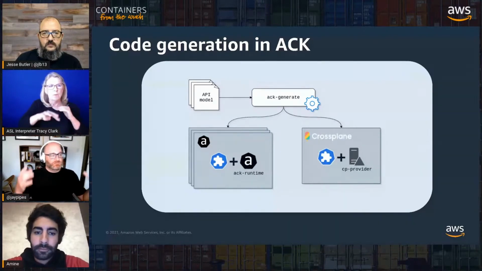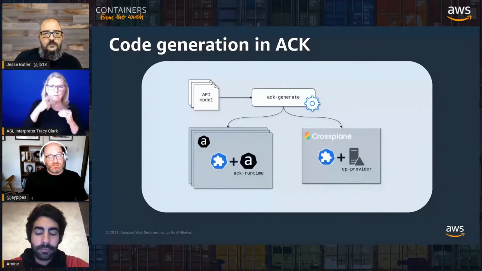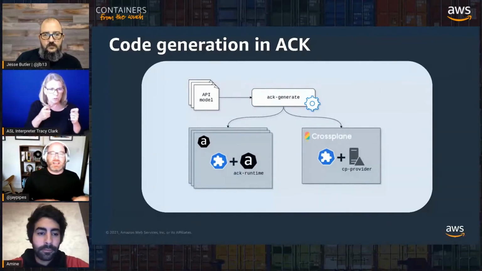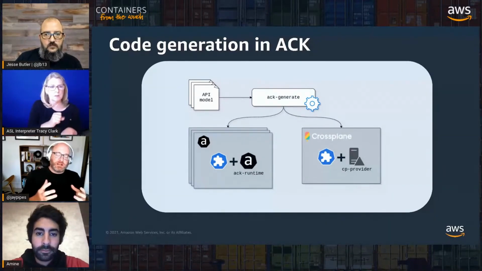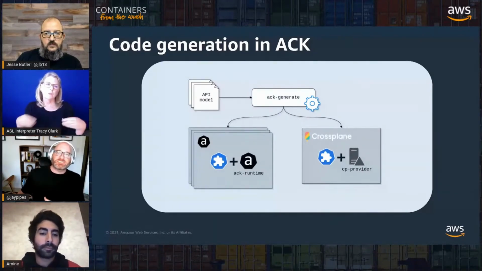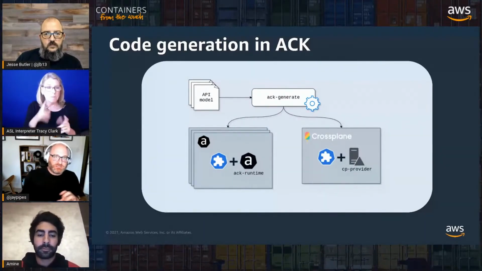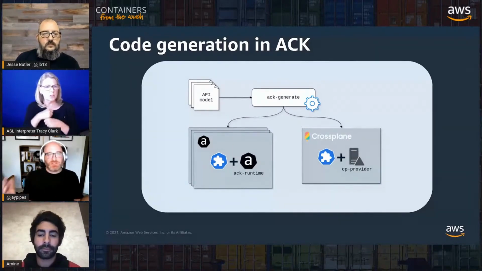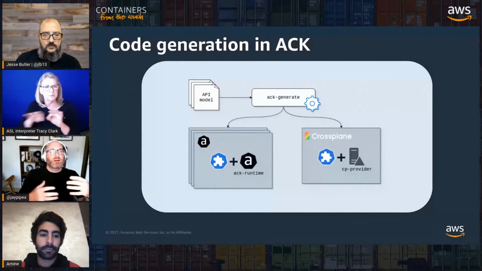Now, we can output an ACK service controller for a specific service. So for instance, if I use the ACK generate controller command, I can generate the controller for S3 by reading in the S3 API model. We can also, because our code generator is quite flexible, generate the Crossplane provider AWS resource managers for a particular API. So the ACK generate CLI tool is pretty flexible, takes in these API models and spits out a bunch of Go code that follows either the ACK runtime or the Crossplane provider system.